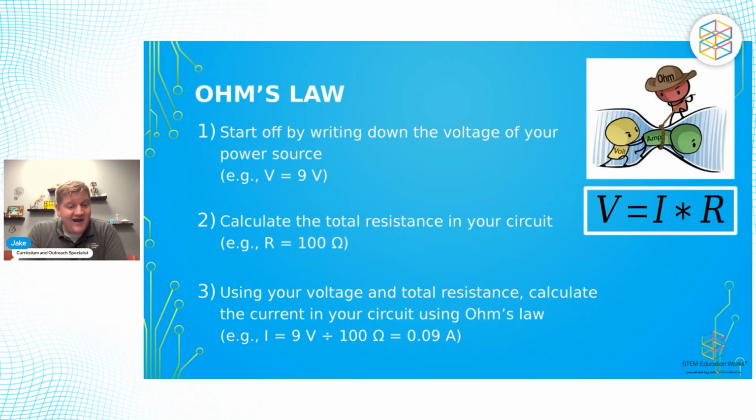And then from there, we can use Ohm's law to determine what the current is going through our circuit. And so we take 9 volts divided by 100 ohms, and we get 0.09 amps.